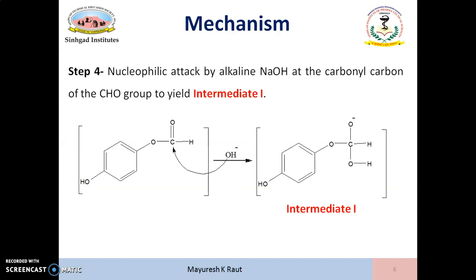Step 4 is nucleophilic attack by alkaline NaOH at the carbonyl carbon of the CHO group to yield intermediate 1. So this OH minus is going to attack on this carbonyl carbon and this double bond will break, leading to formation of intermediate 1.